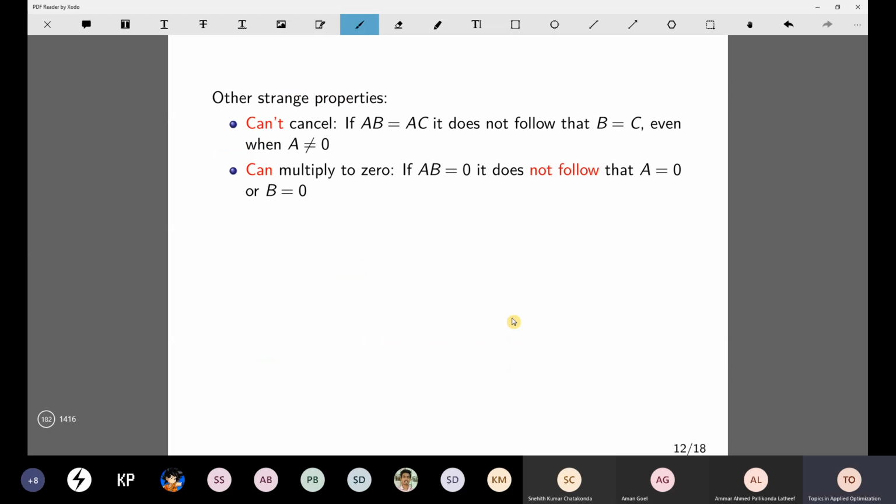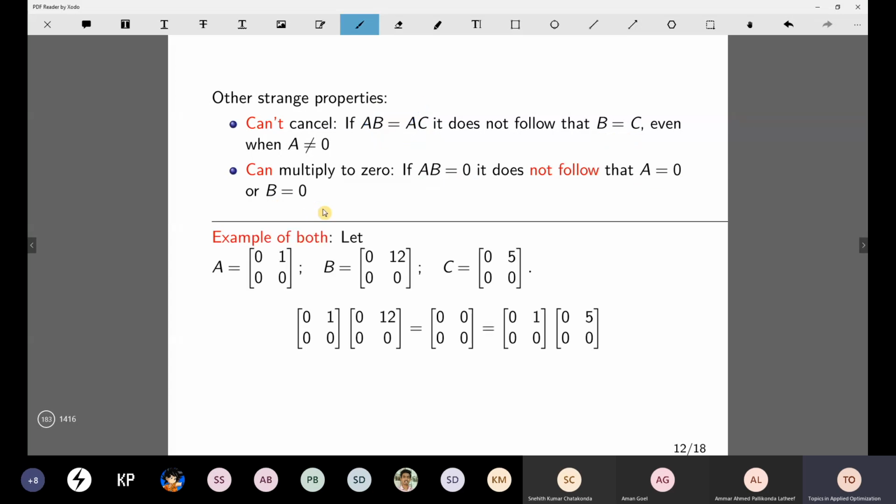So other strange properties that we have: if AB is equal to AC, then it doesn't follow that B is equal to C. So you cannot cancel out A in matrix equations like this. That is not allowed. That is allowed in the real numbers, but when you have matrices, it's not allowed. So it may happen that A times B is equal to 0, but still it may not be the case that A is equal to 0 or B is equal to 0. Okay, so these are the things that one should keep in mind.